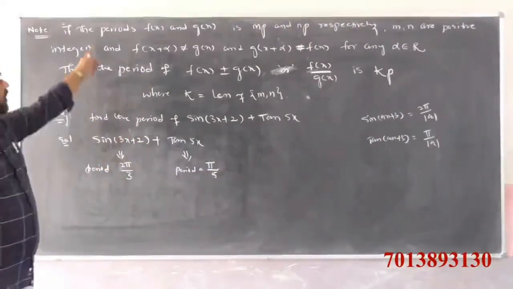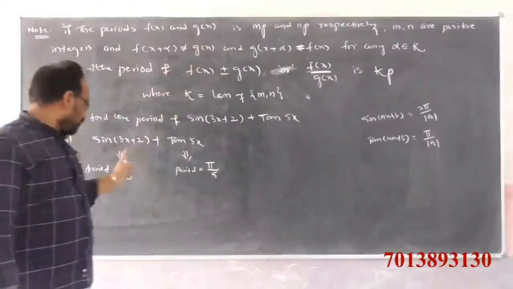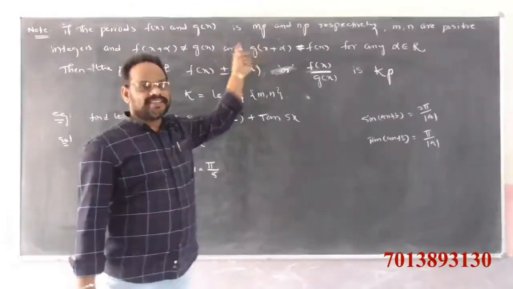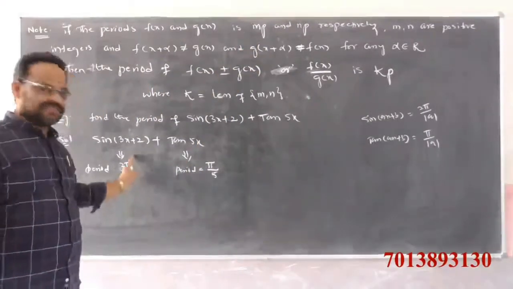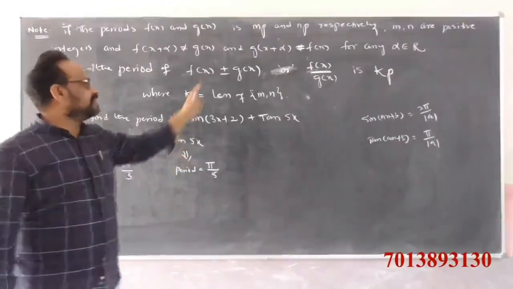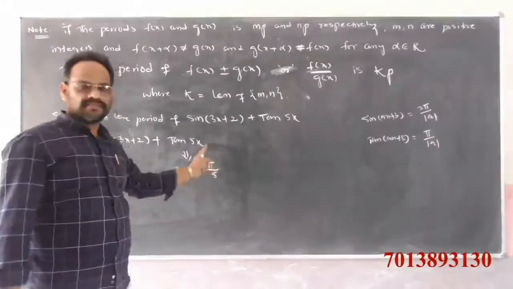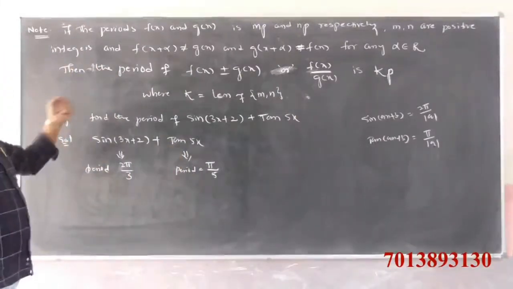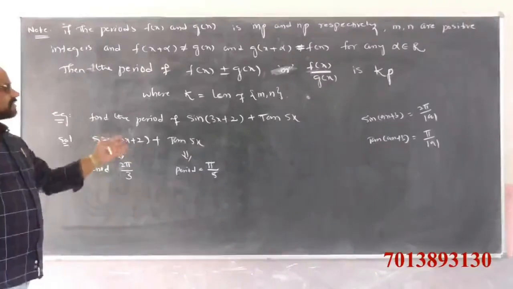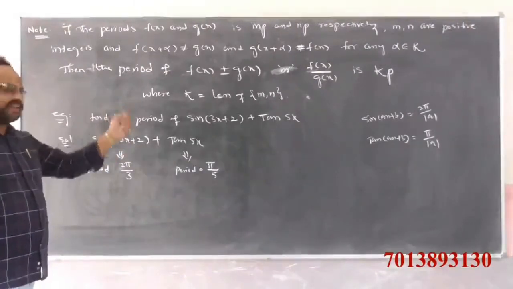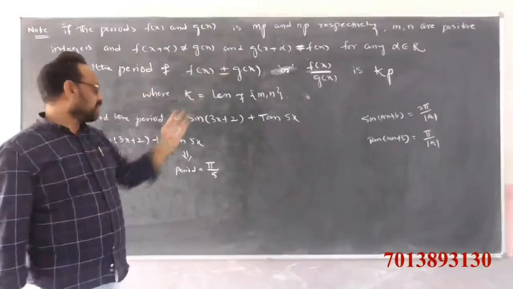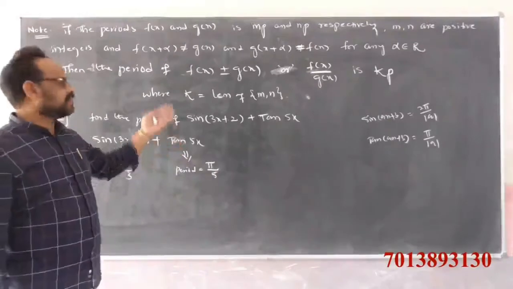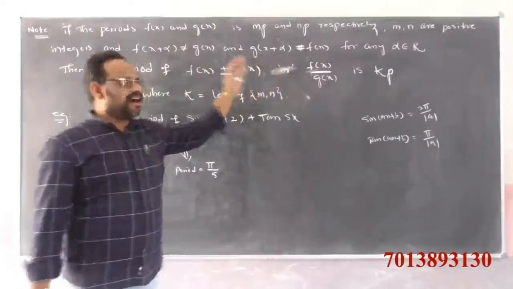So observe here, f of x and g of x are two functions, and the period of f of x is m p and the period of g of x is n p respectively, where m and n are any positive integers. Clearly f of x plus alpha, that is sin 3x plus 2 plus alpha, is not equal to tan 5x for any alpha belonging to R.